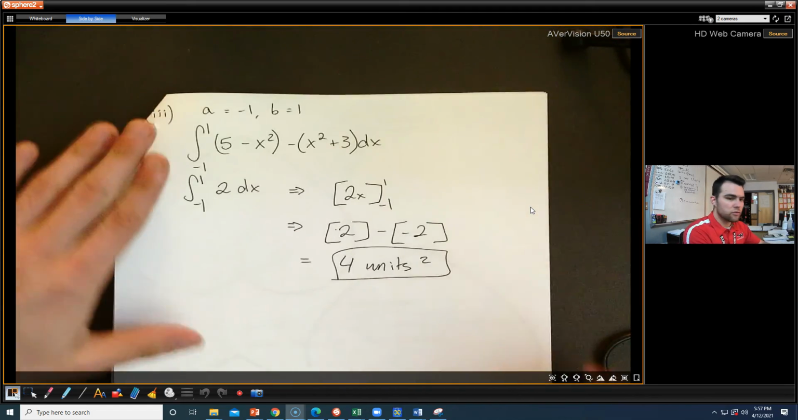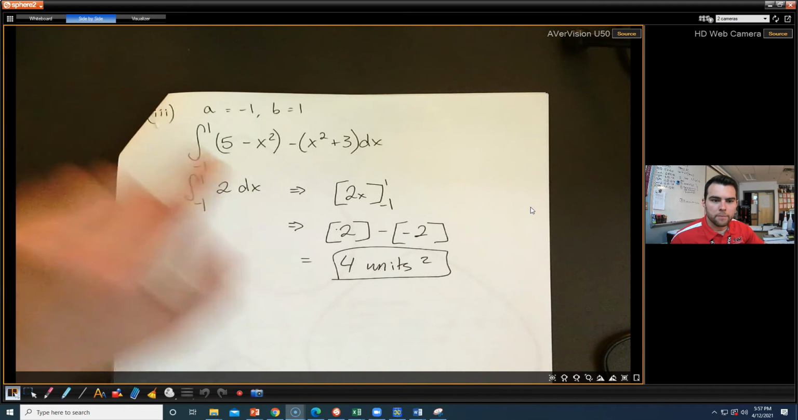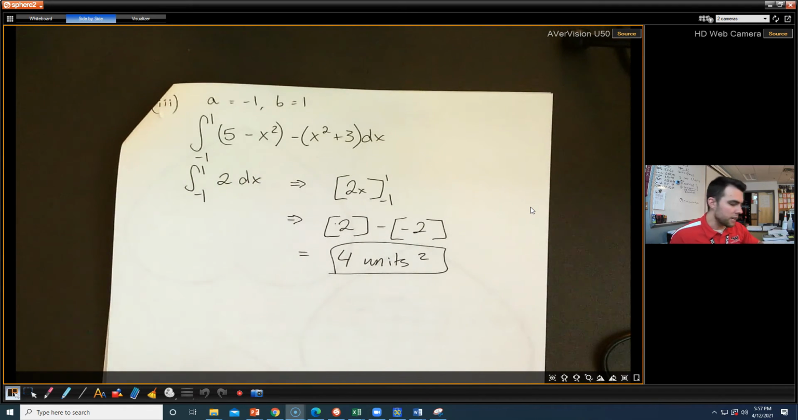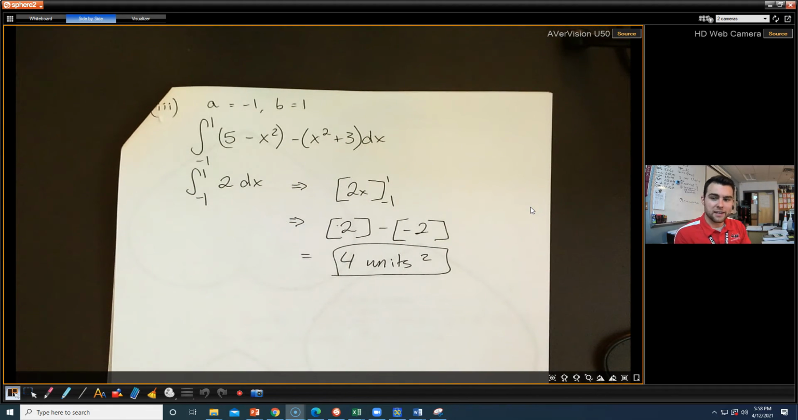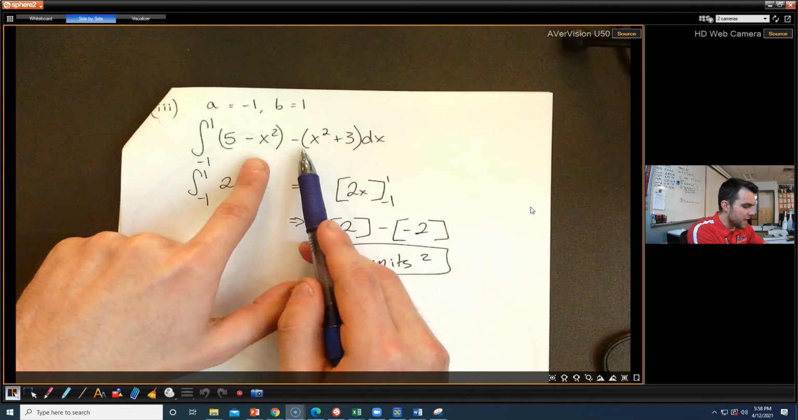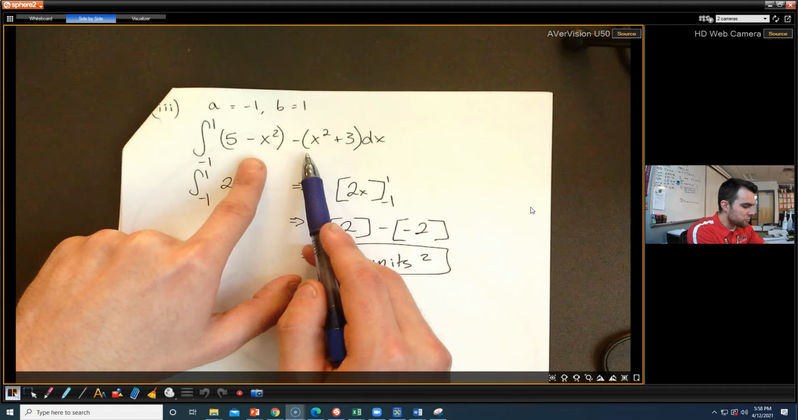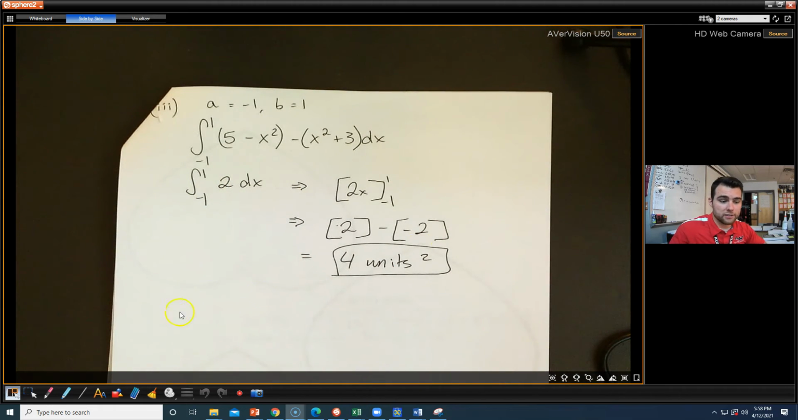So this is the integral that I came up with. Here was my a, here was my b. My top function, the green function, was 5 minus x squared, the one that was opening down, subtracting off this one that was opening up. And it actually was a really, really nice integral because when I simplified this, I got -x squared minus x squared. And those guys do not end up canceling out.